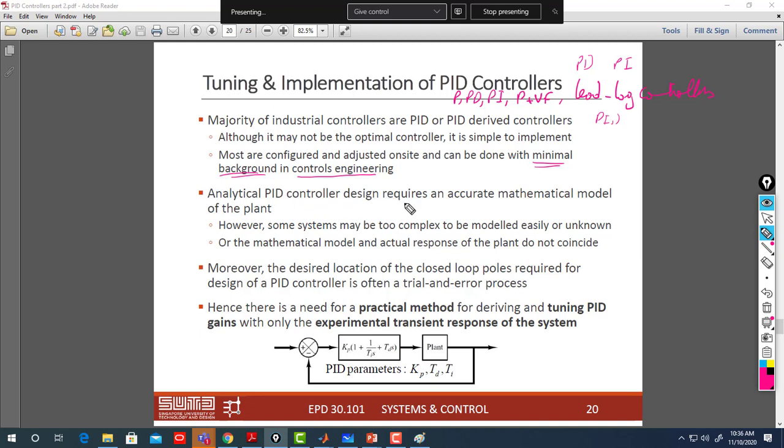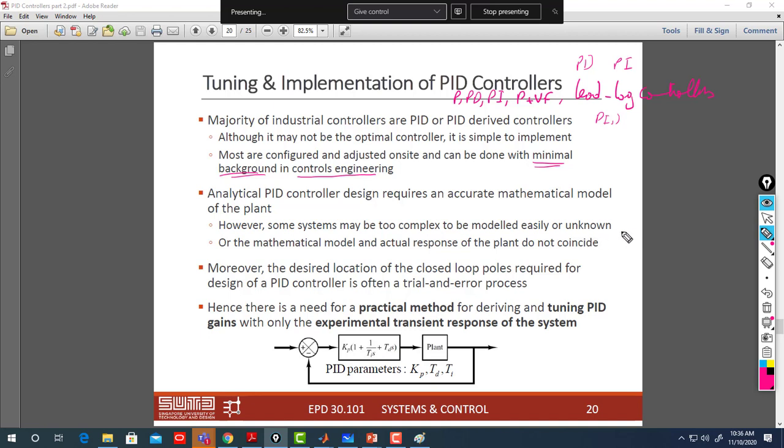Analytical PID controller design requires an accurate mathematical model of the plant. Okay, if I want to compute the PID controller analytically, like doing system identification or so on, this requires an accurate model of the plant. So your physical system, you need to accurately model it. And accurately modeling a system is hard. Some systems may be too complex to be modeled easily, or unknown.